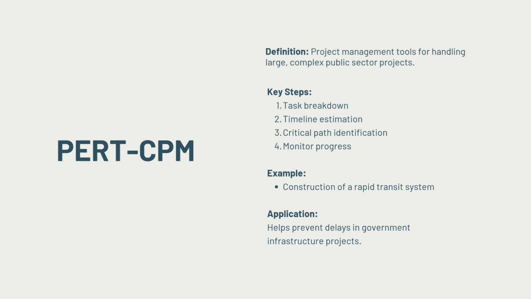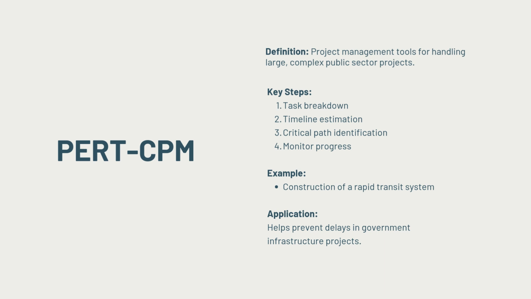Let's move now to PERT CPM. PERT stands for Program Evaluation Review Technique, and CPM is the Critical Path Method. Both are project management tools that help in planning, scheduling, and managing large projects with many tasks and dependencies. While they were originally developed for military and industrial purposes, they've become essential tools in public sector project management, particularly for difficult projects that involve many steps and require precise timelines.